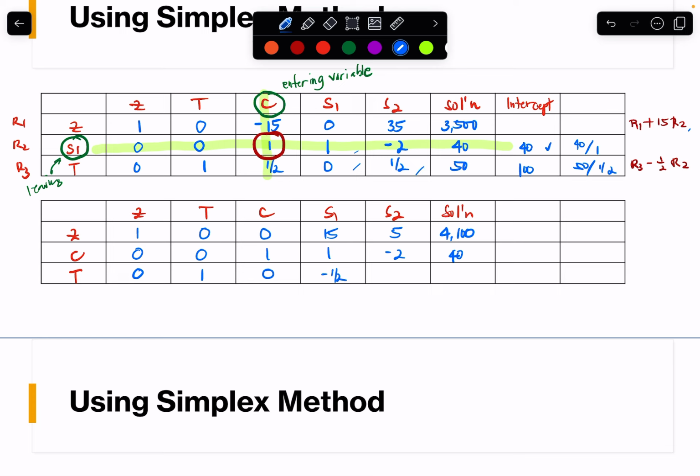And then we have 1 half minus 1 half times negative 2 is positive 1. Correct? Negative 2 times 1 half is positive 1. Plus 1 half is 3 halves. And then we have 50 minus 1 half times R2. R2 is 40, that makes it 20. So 50 minus 20 is 30.